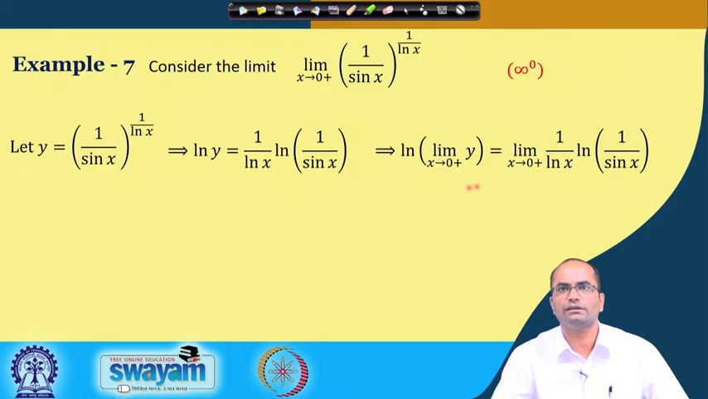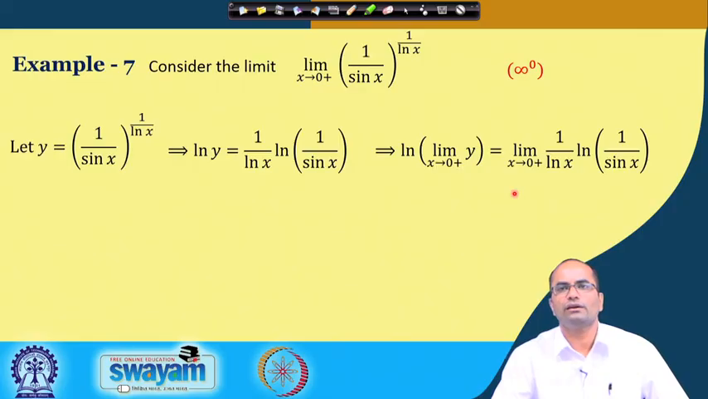Then we can rewrite it by taking the logarithm. I am taking the limit now. So, this is 1 over ln x and ln 1 over sin x. So, 1 over sin x is infinity here. So, ln infinity is infinity, and divided by the ln x, this is also going to infinity. So, we have infinity by infinity. So, the numerator is ln 1 over sin x and the denominator is ln x.